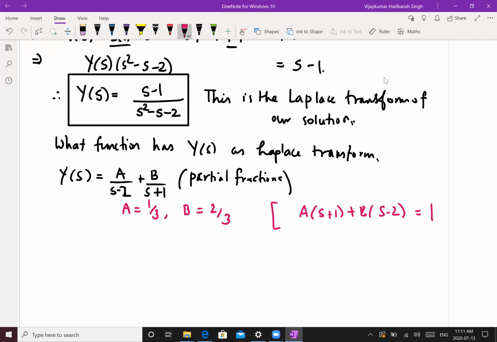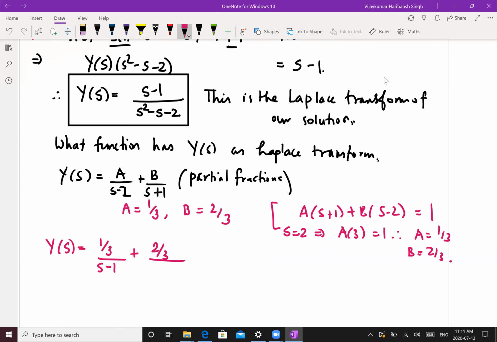Take s equals 2. If you take s equals 2, it gives me A times 3 equals 1. Therefore, A equals 1 over 3. And then when you put it back, you get B equals 2 by 3. So you have to use the techniques of partial fractions to do this. So now we get Y(s) equal to 1/3 times 1 over (s minus 2), plus 2/3 times 1 over (s plus 1).